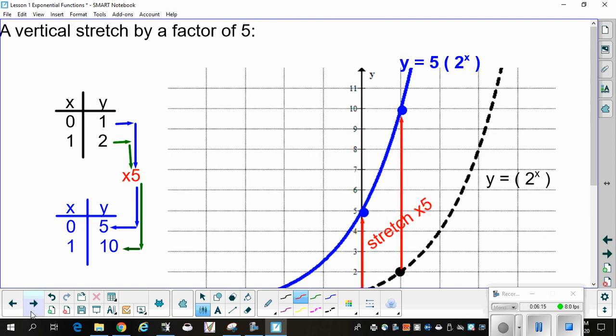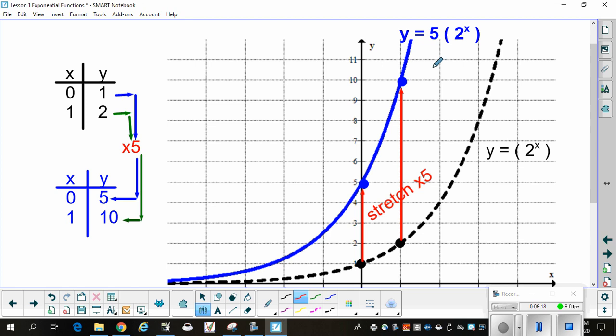If we look at a vertical stretch by 5, notice that it's y equals 5 times the quantity 2 to the x. So I'm doing the exponential, and then I'm multiplying it by 5. So I'm just taking whatever my answer is and making it 5 times as great. So it's a vertical stretch of 5. So 1 goes to 5, 2 goes to 10. Where would 4 go? All the way up to 20. Notice here's the graph. We're just using the transformations that we did before. Take our x values, get our y values in our parent function, multiply those y values by 5, and I get my new graph.